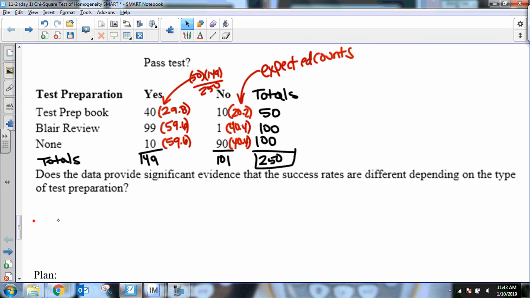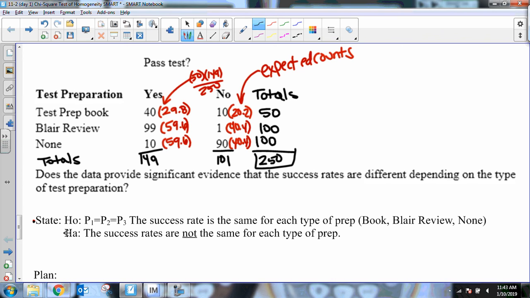So what I have to do is assume that there is no difference, okay? So here ends up being my alternative and my null. My null hypothesis is the success rate is the same for each type of prep, whether you used a book, my review, or none. I'm assuming that you guys are going to have the same success with all of these. You might have noticed I put p1 equals p2 equals p3. What I'm basically saying is the proportion of all of those types would be the same. The proportion of those who did the test prep book would be the same as those who did my review, which would be the same as those who had no review at all. Now remember, this is our null hypothesis.